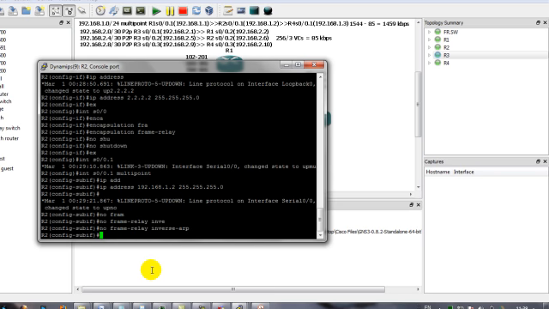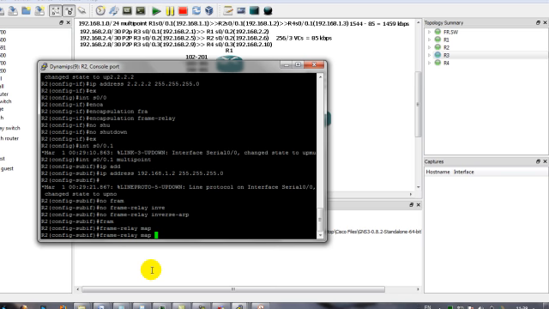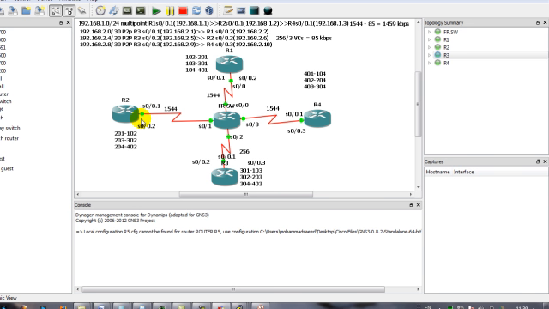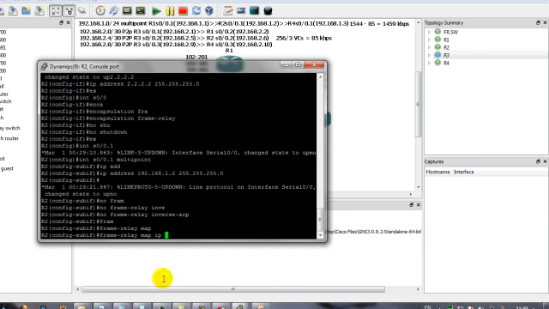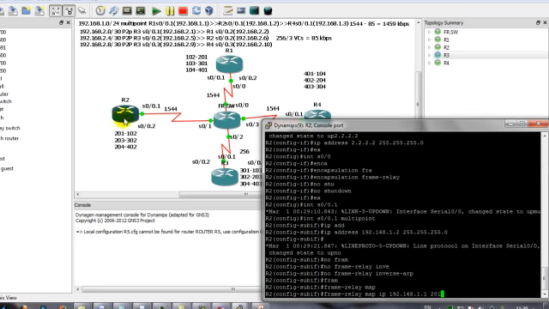Now frame relay map IP with 192. Look at this. I will have two static map IP, static map IP with router 1 and router 4. So router 1 will be 192.168.1.1 with DLCI 201, because the DLCI which connects router 2 to router 1 will be 201.